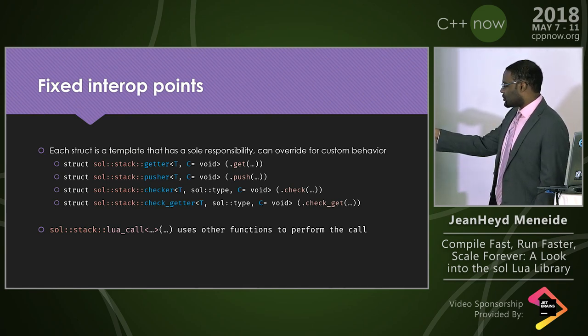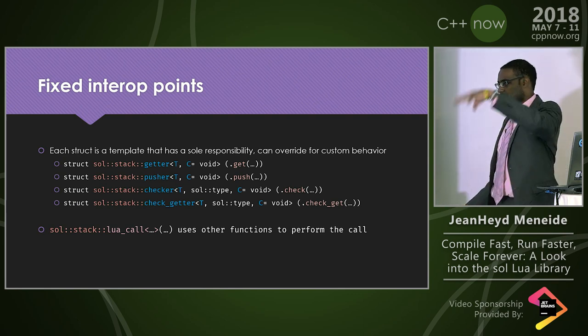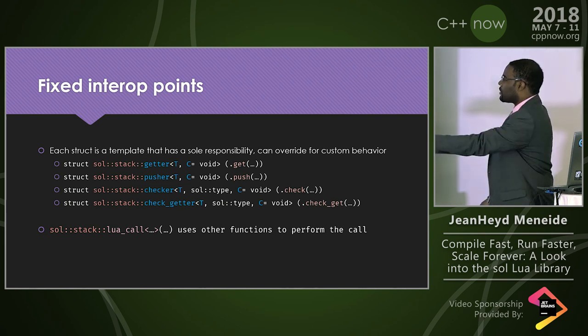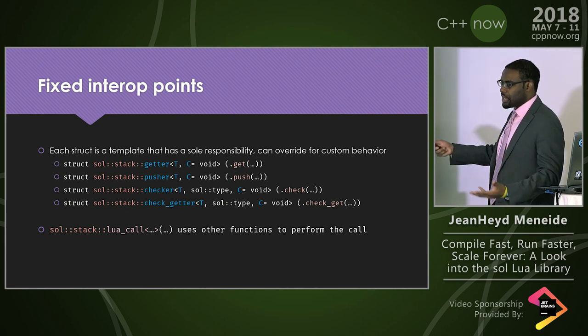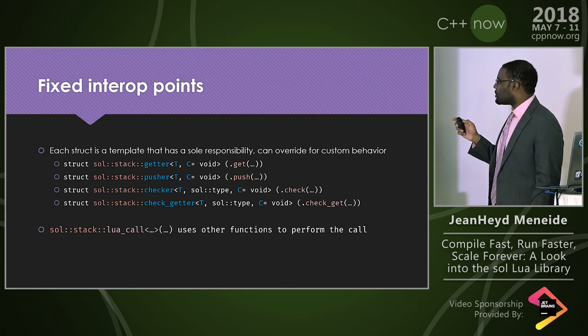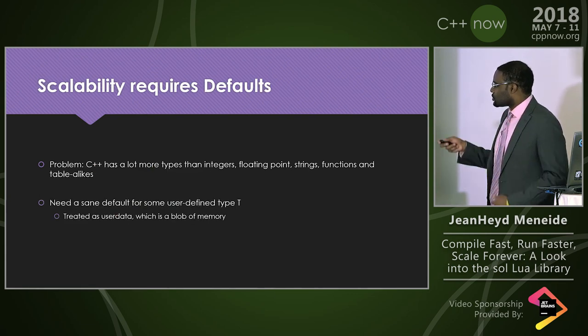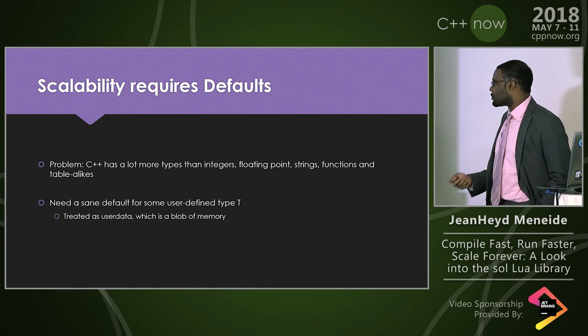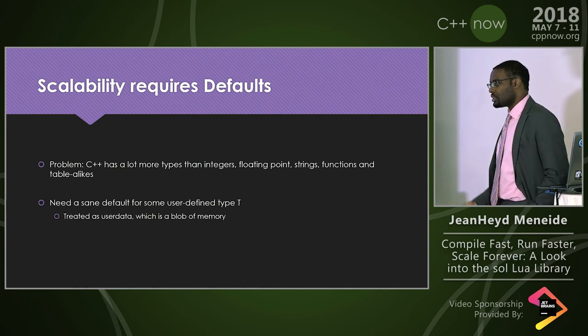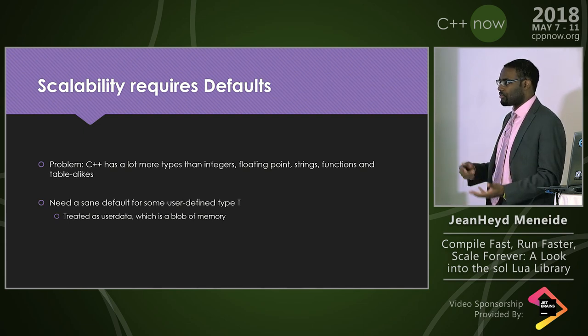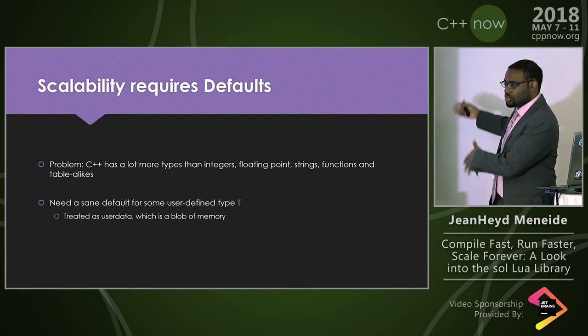And so, as you can imagine, lua_call uses basically all of these to get the arguments from the Lua stack and put them in the right order for your C++ callable and then call the thing. So these are the interop points that we defined. And they're very useful because scalability kind of requires some of these defaults. C++ has a lot more than integers, floating point, strings, functions, and table-alikes, right? You can create infinitely many types in C++, and you need to have a way that those map into Lua.